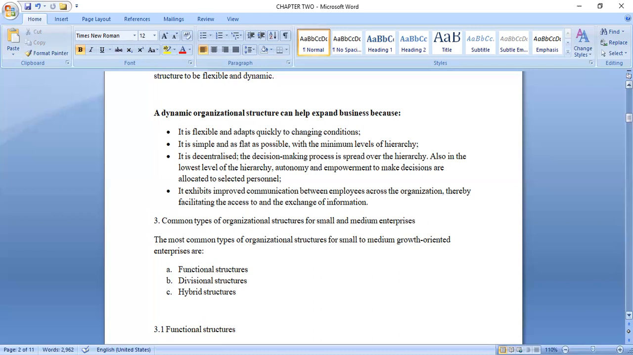Secondly, it is simple, right? So of course, we are going to see the different types of this organization structure, but especially when it has minimum levels of hierarchy, it is simple. Then it is decentralized, and the decentralization facilitates the decision making process.